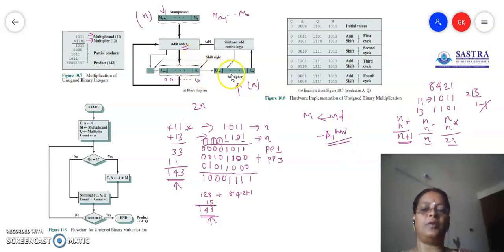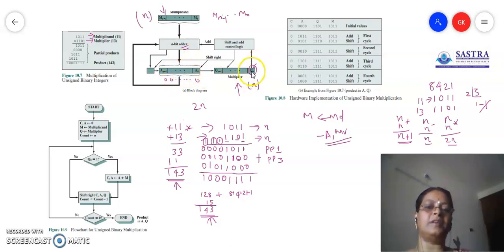Now what we are going to do is examine the LSB. Every bit you will be examining. If the bit is 1, then you activate the add control logic. So it will start adding: the multiplicand will be added with 0. So the first partial product will be obtained and the answer will be available in the accumulator.